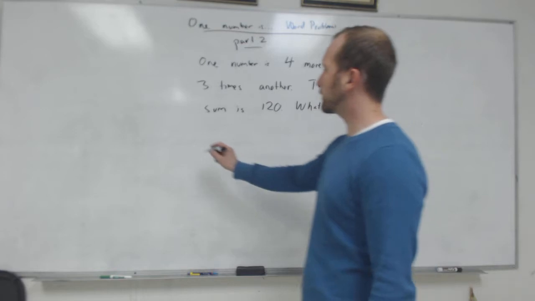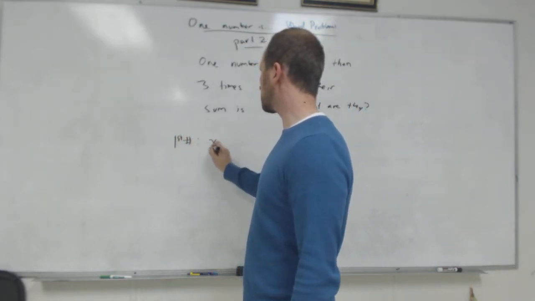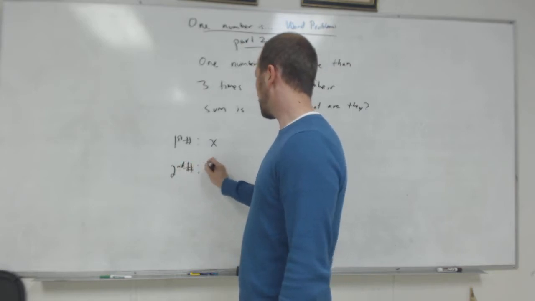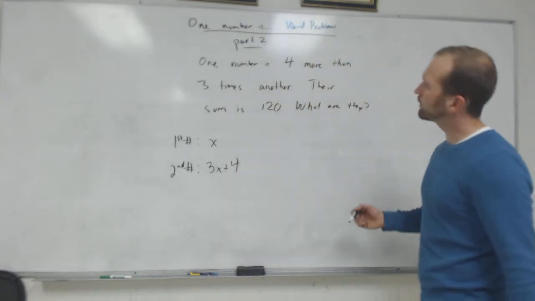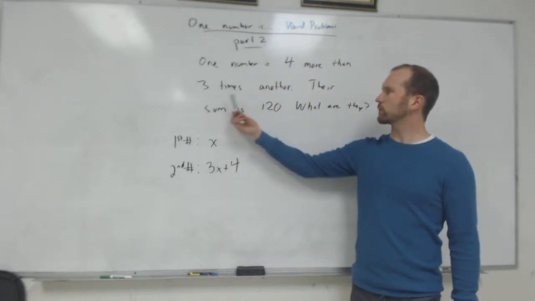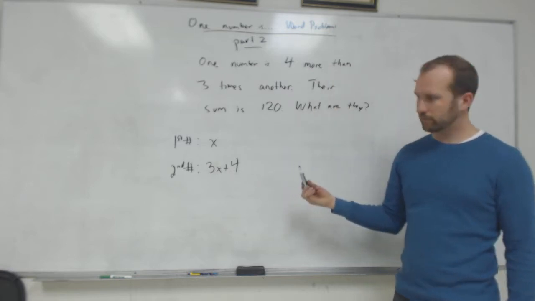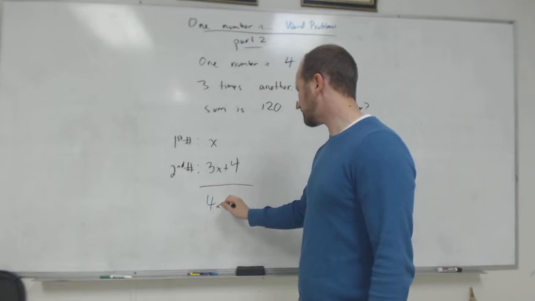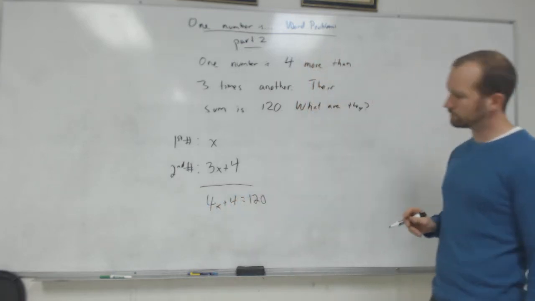Beautiful. So first number is x. Second number is 3x plus 4. The 3x comes from the 3 times. The 4 more than gives us the plus 4. And then you can just do 4x. So we're going to add the x's. 4x plus 4 equals 120.